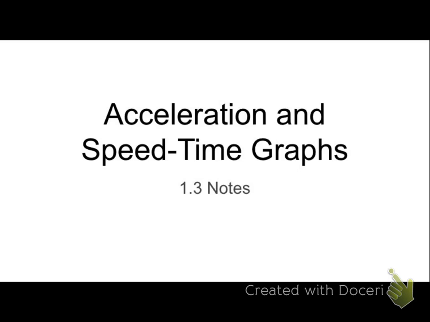We've already done distance time. Now we're going to do speed and time. Let's start by defining what acceleration is. Acceleration is a measure of the change in velocity of an object over a period of time. So when we were measuring speed and velocity, we were measuring a change in distance over time. Now we're measuring a change in velocity over time.